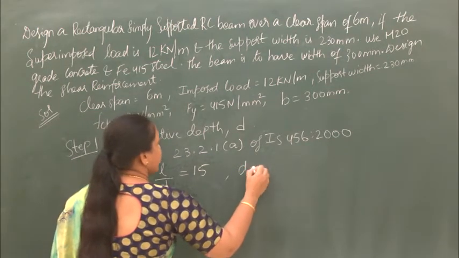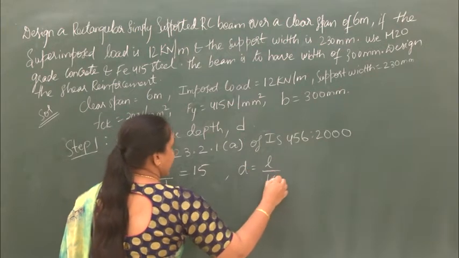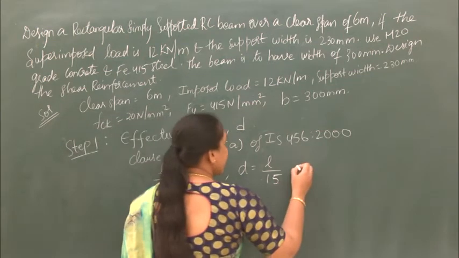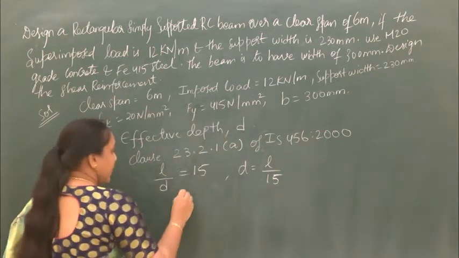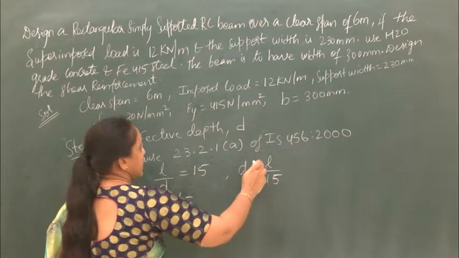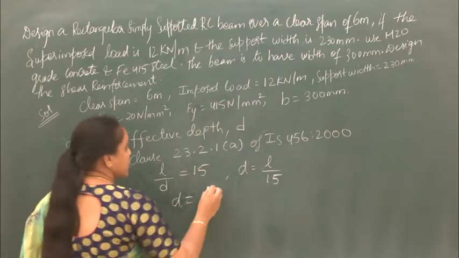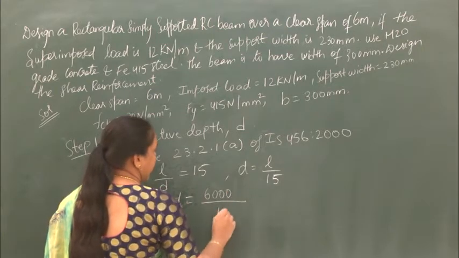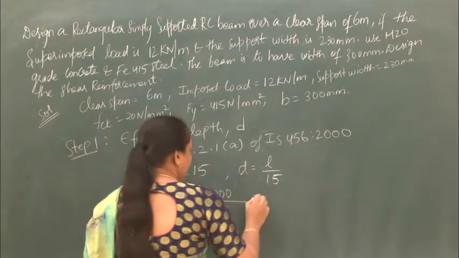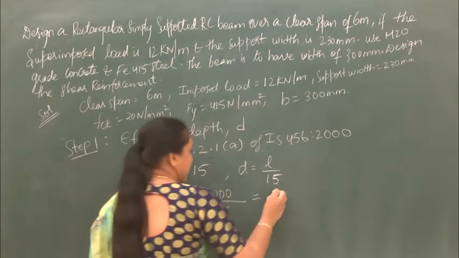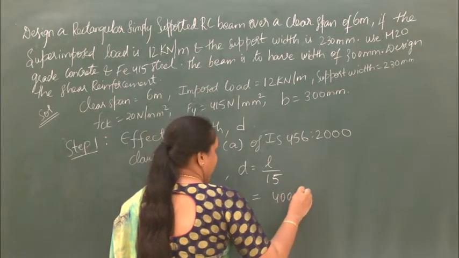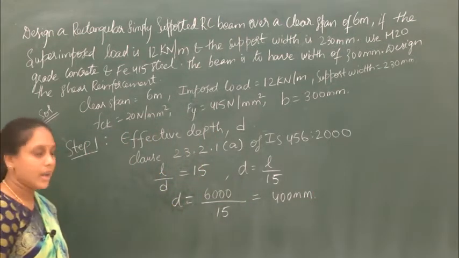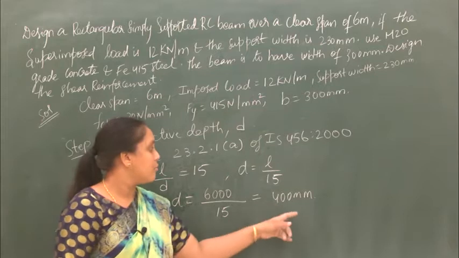I can get the value of d as L by 15. So the effective depth d will be equal to L, where L is nothing but the clear span, 6 meters. So 6000 divided by 15 will give me the effective depth d, which is 400 mm. So the effective depth d is 400 mm.